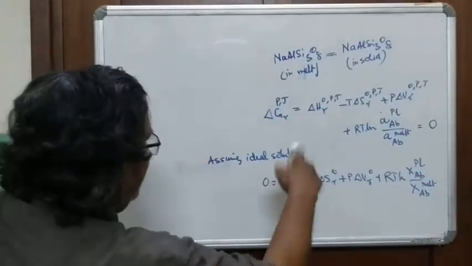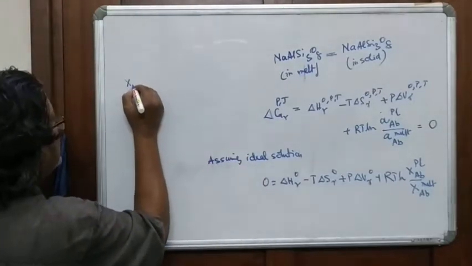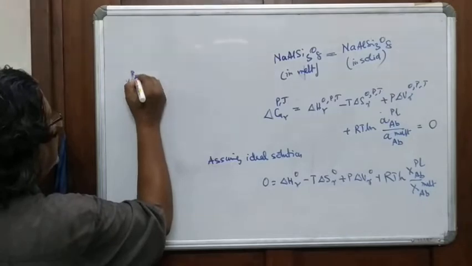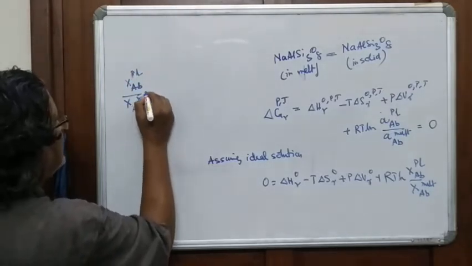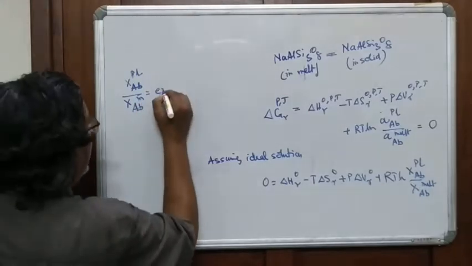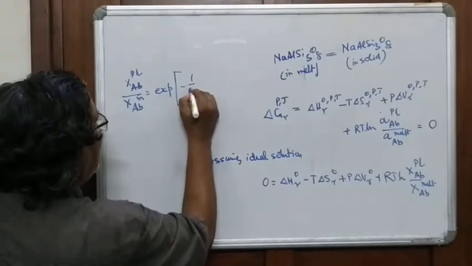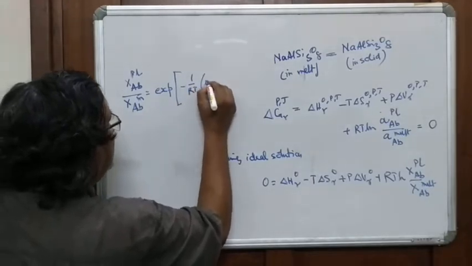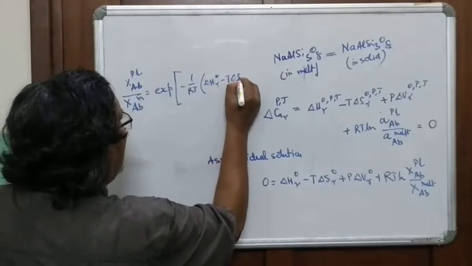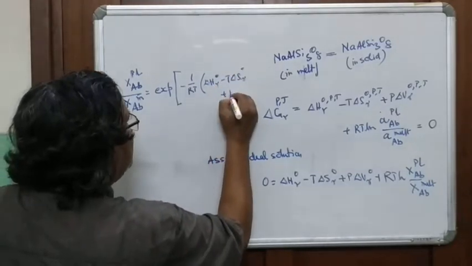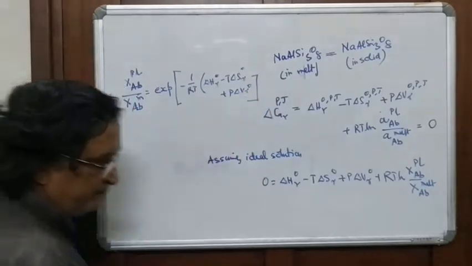Now you can see, if I write it, then X albite in plagioclase divided by X albite in the melt would be equal to exponential of minus 1 by RT into delta H R 0 minus T delta S R 0 plus P into delta V R 0. This is your expression.